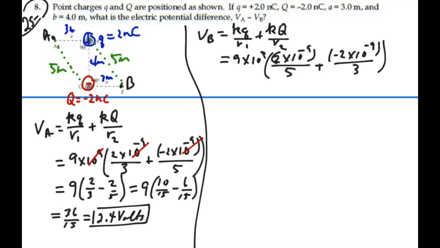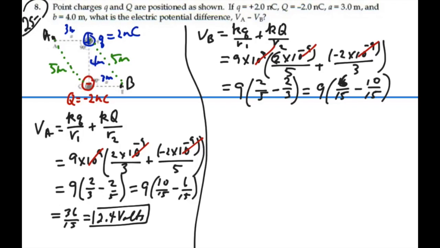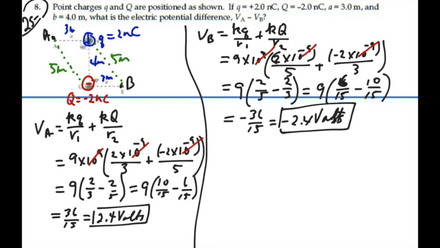Again, multiplying the 10 to the 9s through gets rid of the 10 to the minus 9s, and this would be equal to 9 times 2/5 minus 2/3, which would be 9 times 6/15 minus 10/15, or 9 times a negative 4/15, which would be a negative 36/15, or a negative 2.4 volts. So that's the potential at B, a negative 2.4 volts.